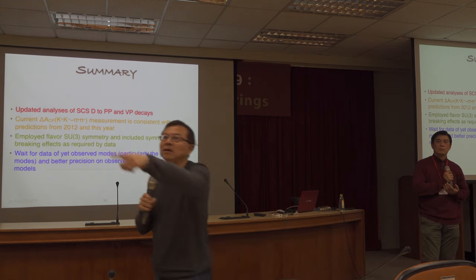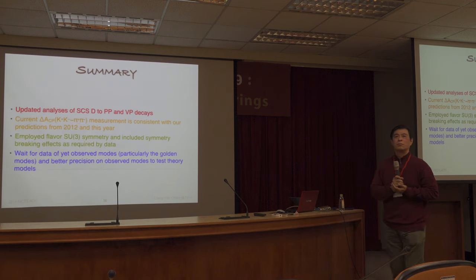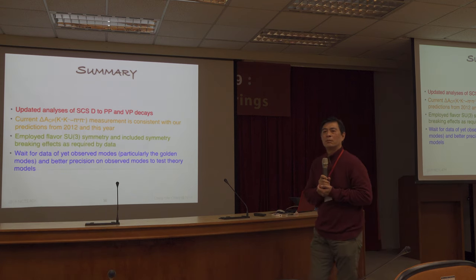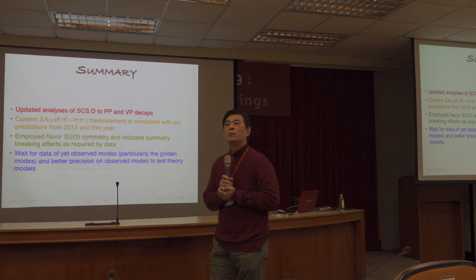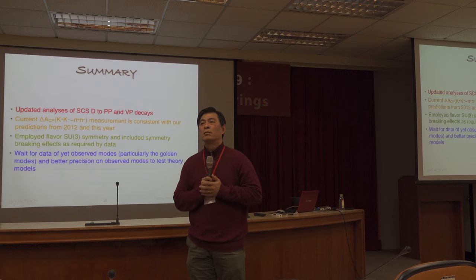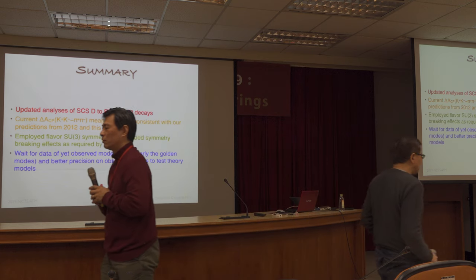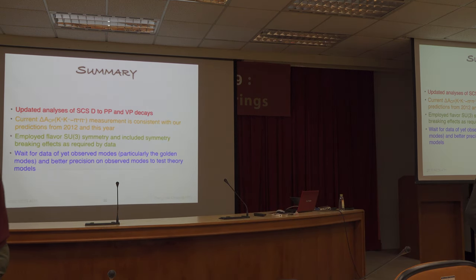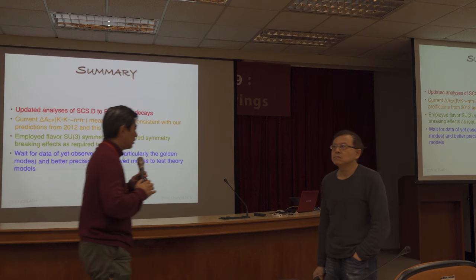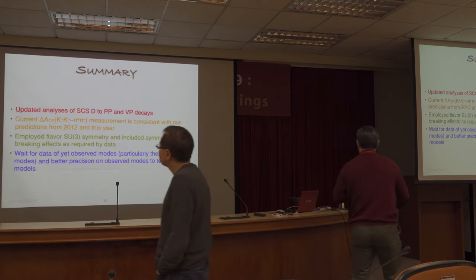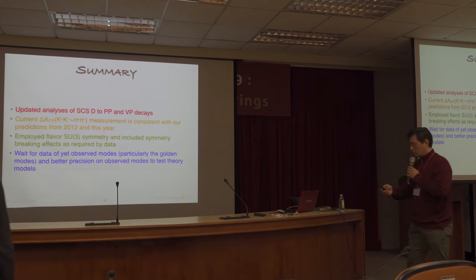Question? So, for the pi pi and KK, this ratio, is there a possibility that there are some scalar, non-strange or strange scalar or vector meson around 1.8 GeV that can interfere, can contribute? For example, the highest excited state of F0 can decay to KK and pi pi, I think.